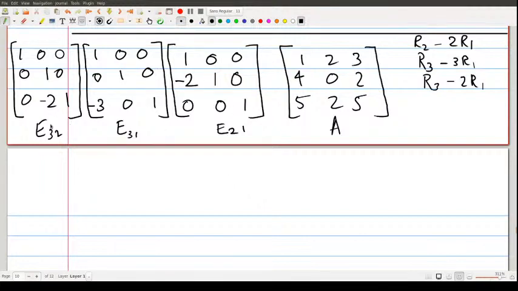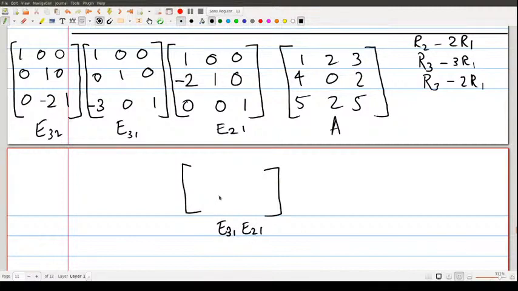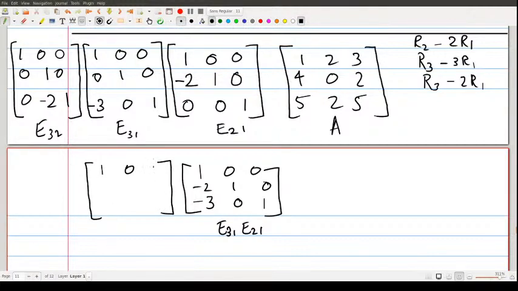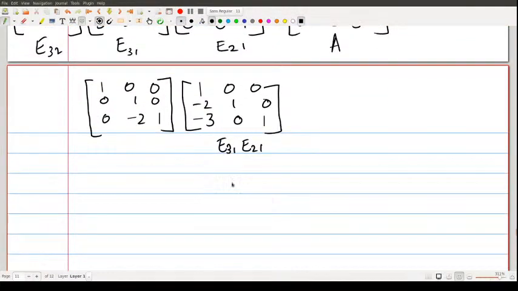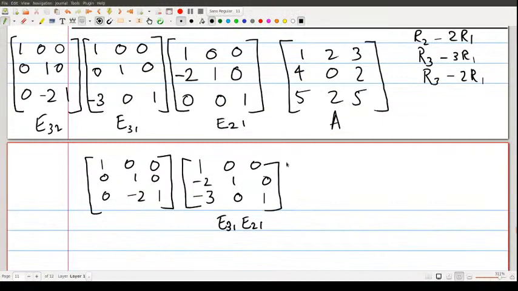Okay, so let's combine these three matrices into one single matrix, right? Let's multiply E21 and E31 together. I get 1, 0, 0, and preserve the second row, minus 2, 1, 0, minus 3, 0, 1. So the first two matrices just multiply very easily together. Then the third is 1, 0, 0, 0, 1, 0, 0, minus 2, 1. And A was of course right here: 1, 2, 3, 4, 0, 2, 5, 2, 5.